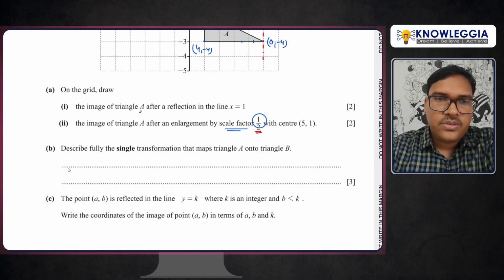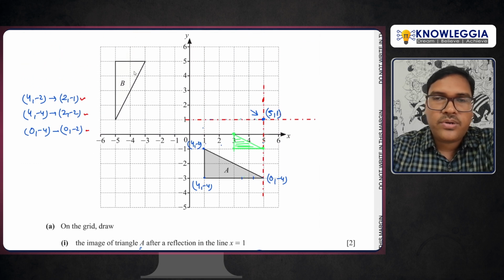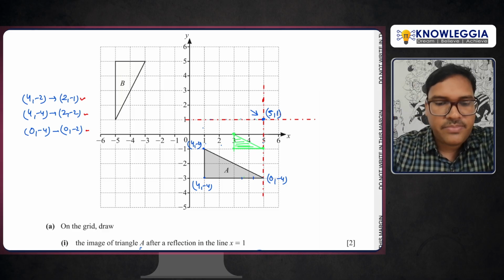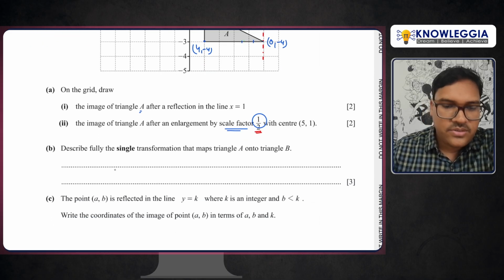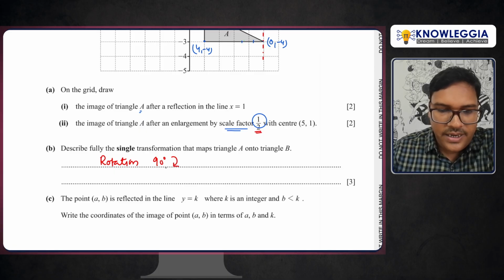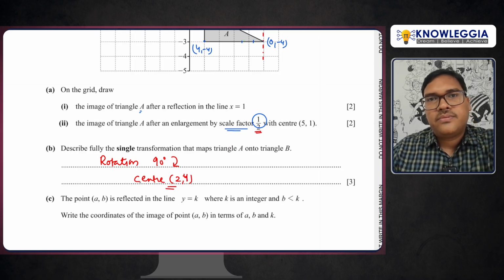Now describe fully the single transformation that maps triangle A into triangle B. So triangle A maps to triangle B. What is the transformation? What you can do is use a tracing paper. So I'll just give you the answer for this, and you can verify it. The answer is a rotation, 90 degrees clockwise, and the center of rotation is 2 comma 4. That you can verify with the tracing paper.